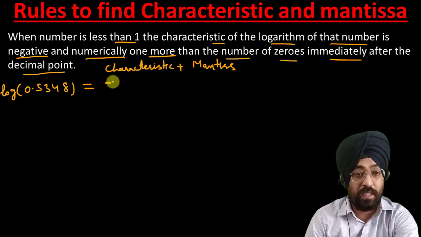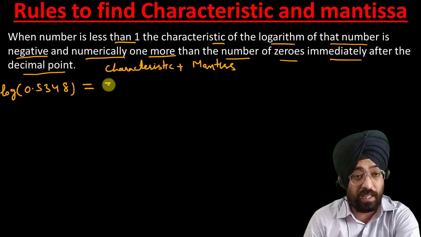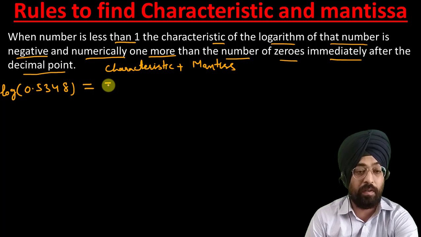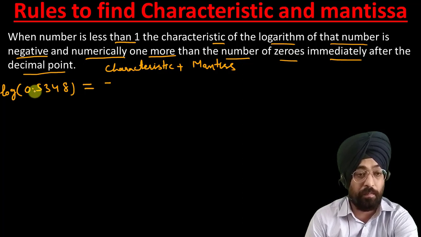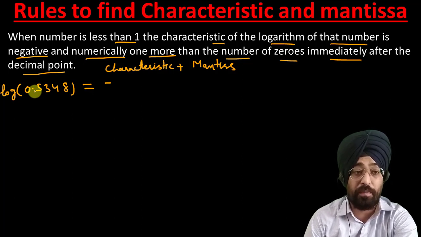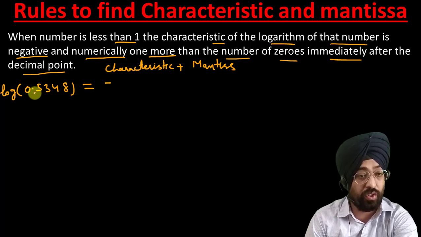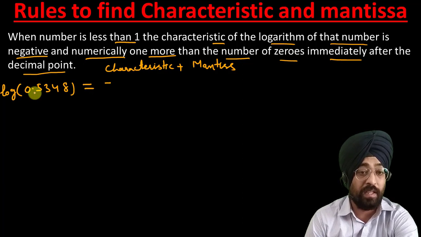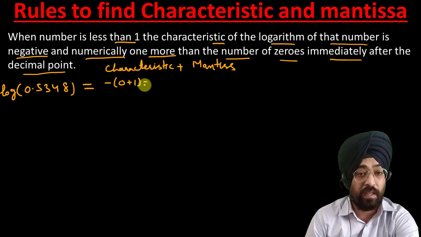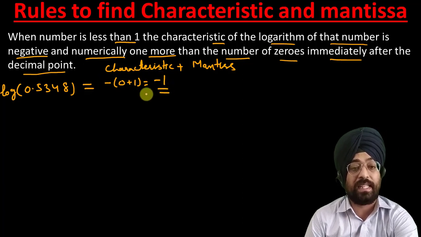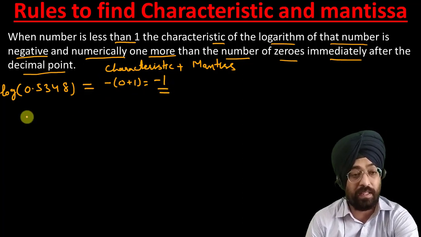Now the rule says we have to find the numerical value with the negative. Either it will be 1, 2, 3, 4. It depends upon the number of zeros after the decimal point. So its numerical value is 1 more than the number of zeros immediately after the decimal point. Now in this number, the zeros after the decimal point are none. There is no 0 after this decimal point. So its characteristic will be 0 plus 1, minus 1. So its characteristic came out to be minus 1.